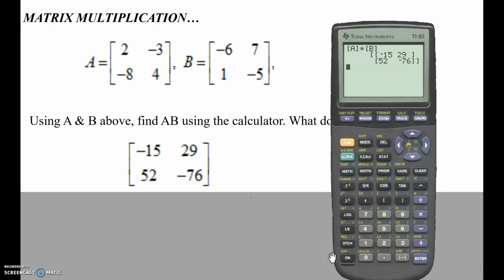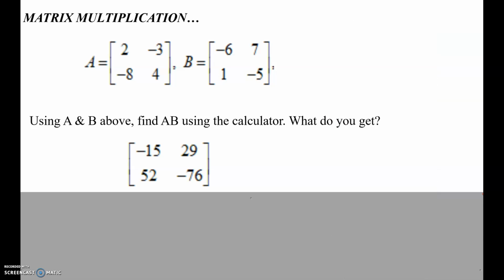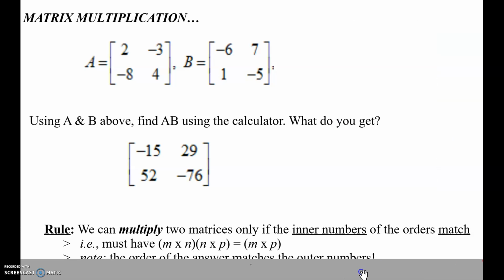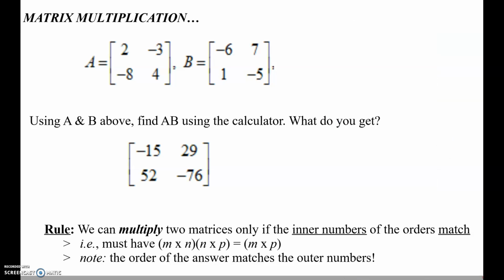So how on earth did it get it? It's definitely not, just like with addition and subtraction, multiplying the corresponding entries, right? Because 2 times -6 would be -12, and we have a -15. So there's something else going on here. We're going to get to that in just a moment, all right? But that is the correct answer there. Let me scroll down a little bit further and give you some rules.